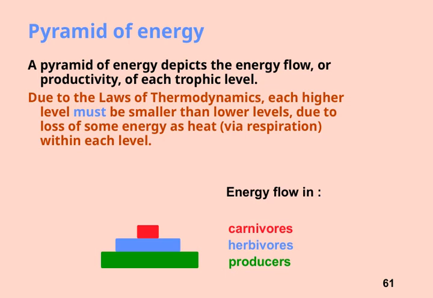Let's take a closer look at the pyramid of energy. This diagram shows how energy flows, or how productive each trophic level is in an ecosystem. The key idea here is that energy decreases as we move up the food chain. Due to the laws of thermodynamics, specifically the second law, some energy is always lost as heat through respiration at each level. That's why the pyramid tapers off as you go higher. It's important to remember that this energy loss limits the number of higher-level consumers an ecosystem can support. So, the pyramid visually emphasizes the efficiency, or rather the inefficiency, of energy transfer between trophic levels. This concept ties into the overall theme of energy flow and sustainability in ecosystems.